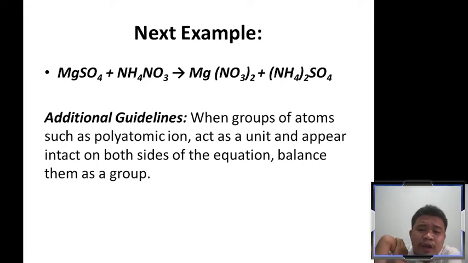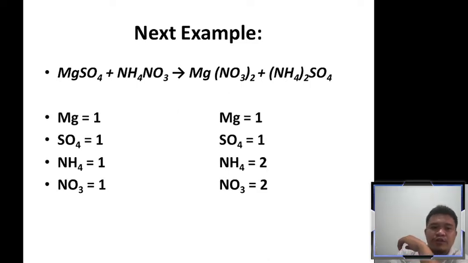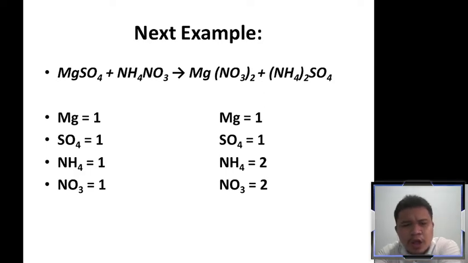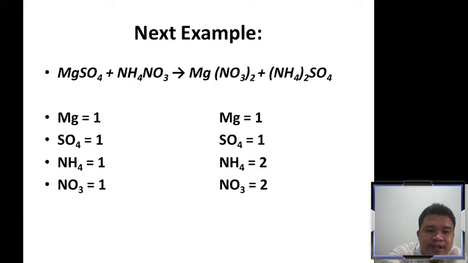Additional guidelines. When groups of atoms such as polyatomic ions like SO4, NH4, NO3 in the equation act as a unit and appear intact on both sides of the equation, you balance them as a group. What do I mean by that? Let me show you. For example, when I do an accounting, I wrote Mg because Mg is a metal. So Mg is 1, Mg is also 1 on the other side. Now, as you can see here, I wrote SO4 as a group. Because SO4, as you can see on the left side, is intact, and it's also intact on the other side of the equation.